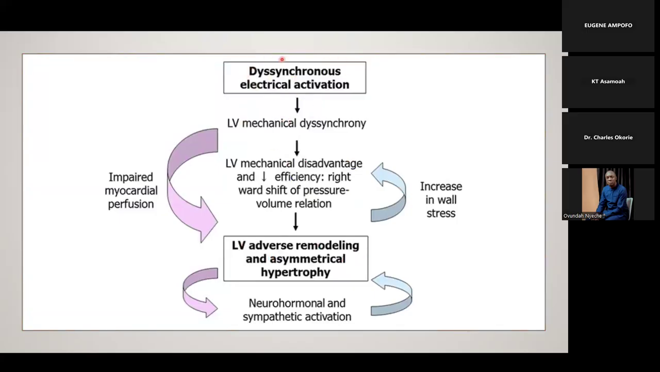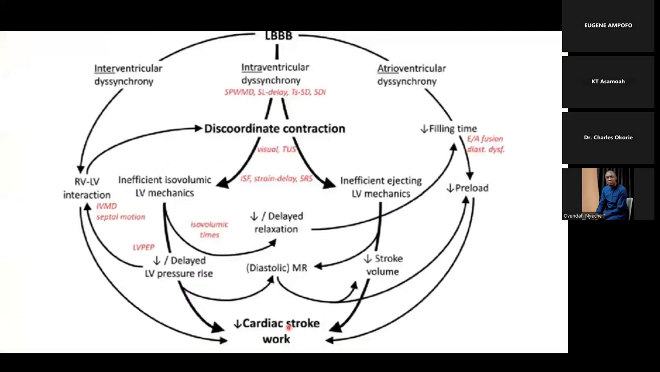So in summary, the synchronous electrical activation results in mechanical desynchrony, which causes a mechanical disadvantage and reduced efficiency, increasing myocardial wall stress and impairing myocardial perfusion, therefore leading to adverse remodeling and asymmetrical hypertrophy, which causes neurohormonal and sympathetic activation. Because if you're not pushing enough out, then you're going to activate baroreceptors and lead to RAS activation, and the whole heart failure cascade begins.